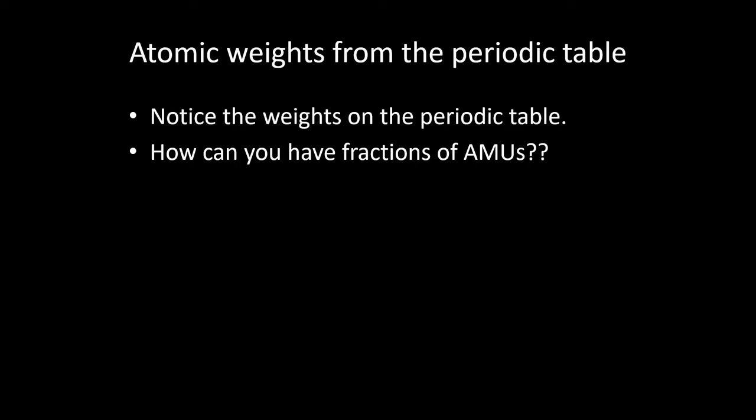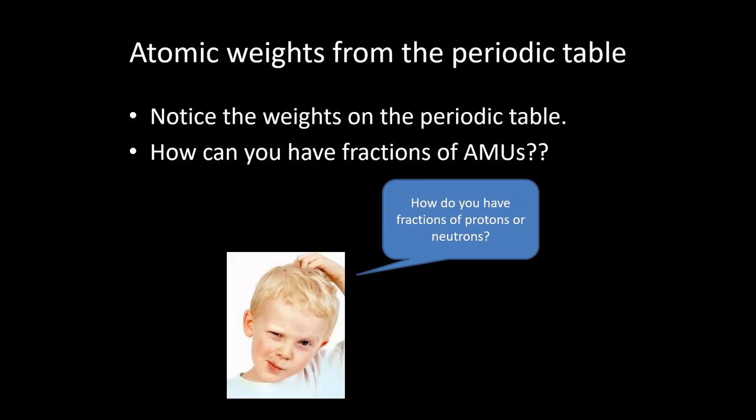But the vast majority of the mass numbers are some fraction of an AMU. So the chlorine, for example, being 35.45. How do you get fractions of an AMU? Because we said earlier that the mass of a proton and a neutron are essentially exactly one AMU. So how can we get a half of a proton or a neutron? That just doesn't make any sense. How do we get fractions of those things?